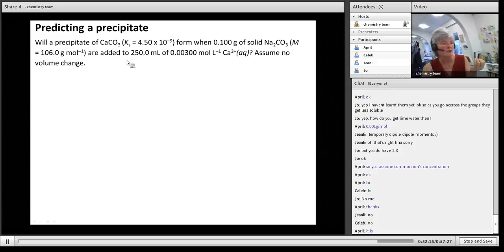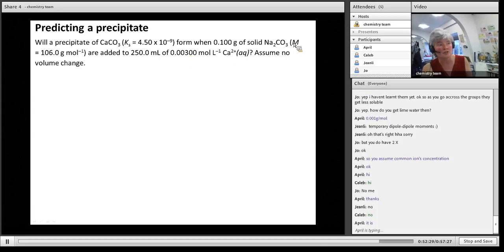And you've got calcium ions. It didn't tell you what. They didn't say calcium chloride, they said calcium ions. So here's your source of calcium ions. So this is going to be the concentration of calcium ions, and this is going to be your source of carbonate ions to form the calcium carbonate.